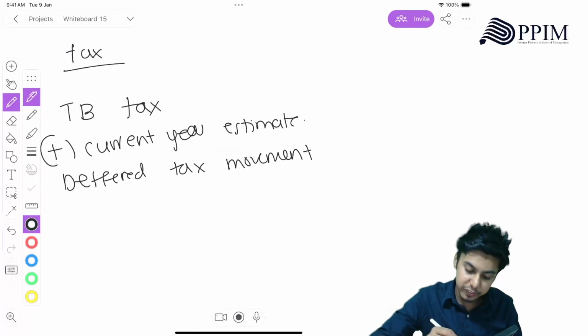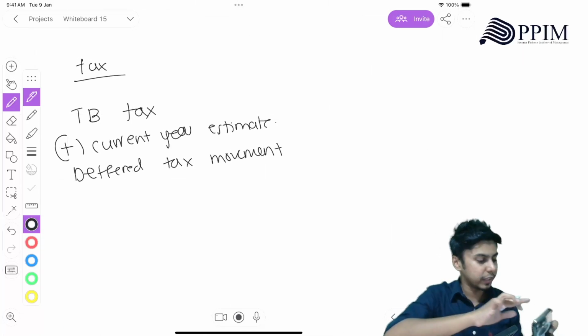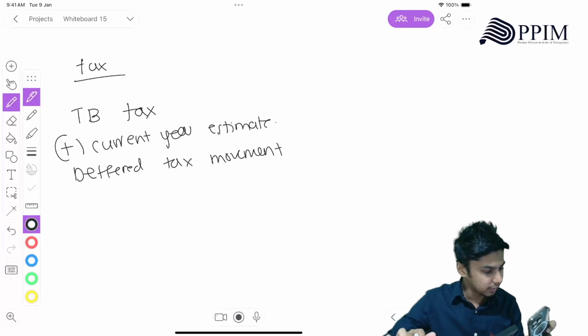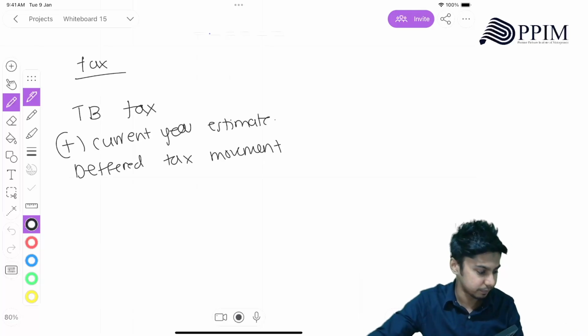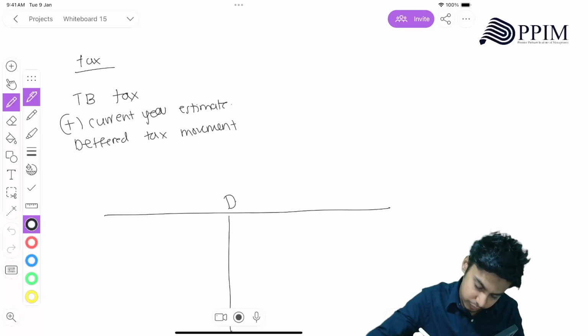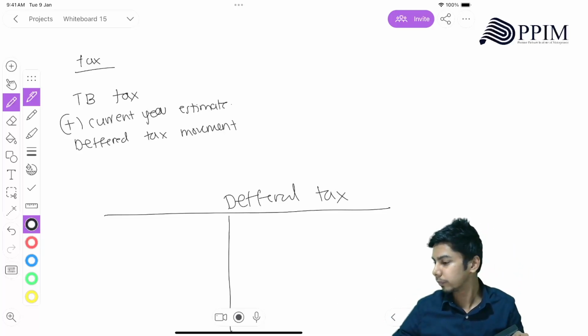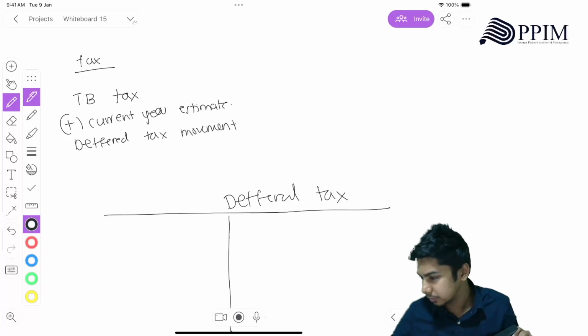Guys, to understand the deferred tax movement, can you open a deferred tax account for me and see? Deferred tax. Yeah, 560 will come. Correct.